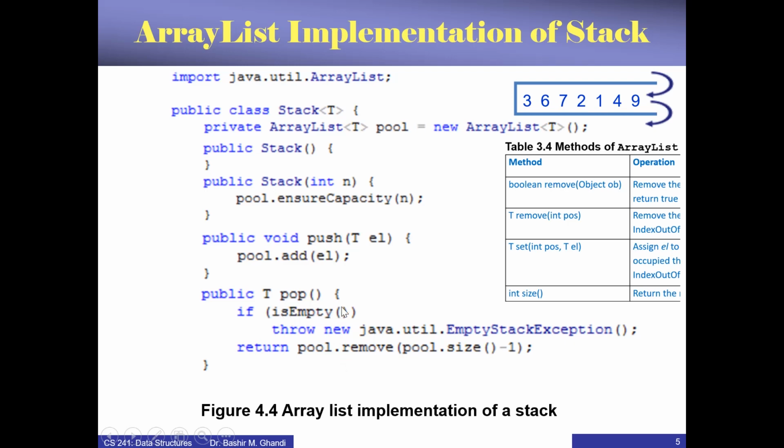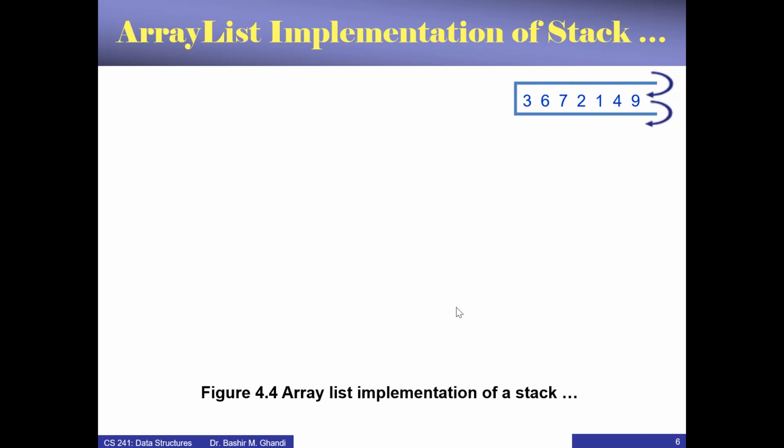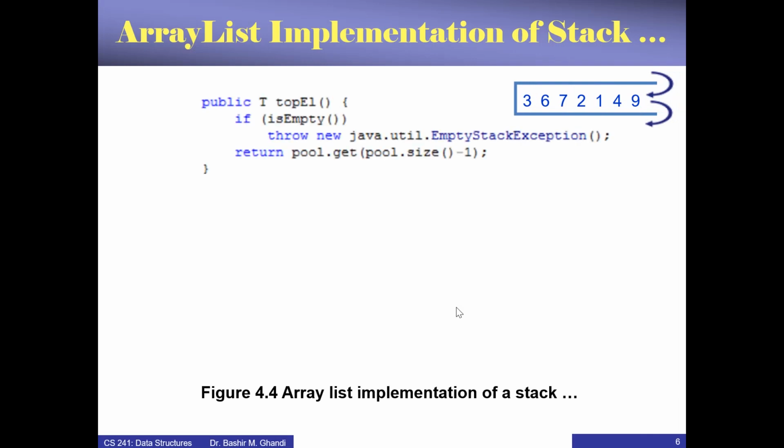So if the stack is empty, throw an exception, or if you want to make it easy for yourself, you can just say return null. Okay, but this is the implementation from the book. It is throwing an empty stack exception. Okay, I hope the pop method is clear. Next is the top element method.